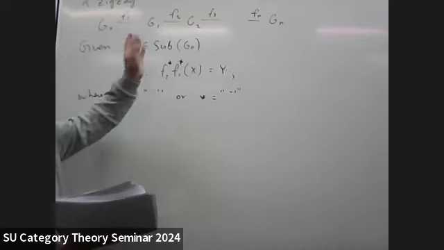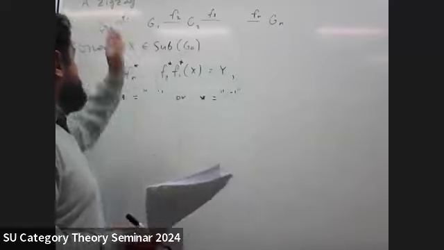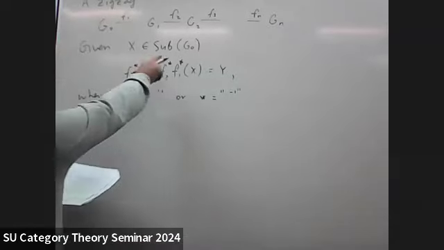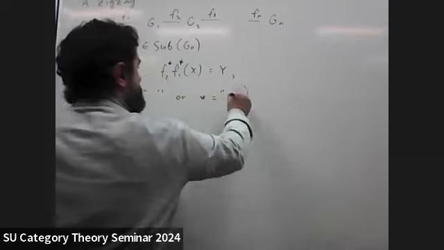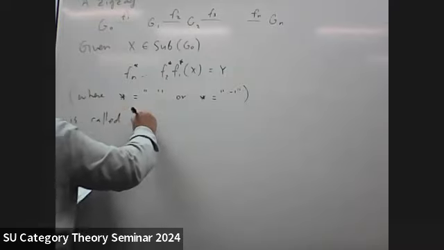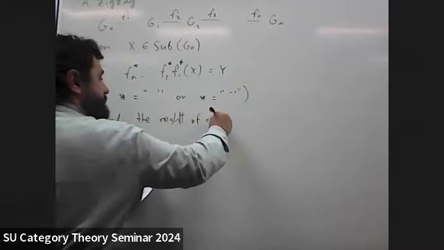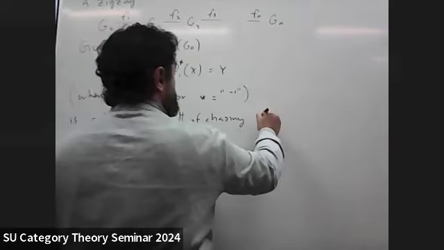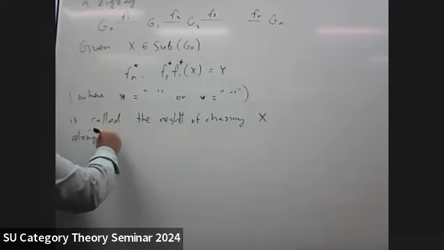And then, of course, we can also chase some subgroup from Gn back to G0. So given X a subgroup of G0, this thing is called the result of chasing X along the zigzag.